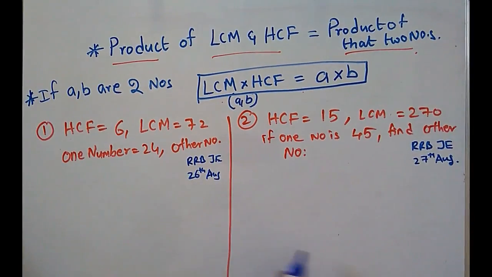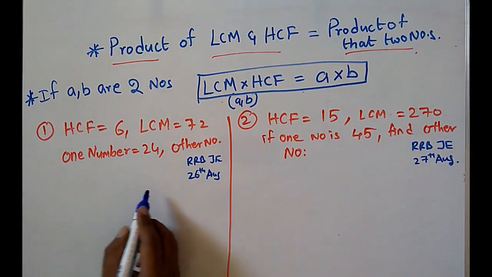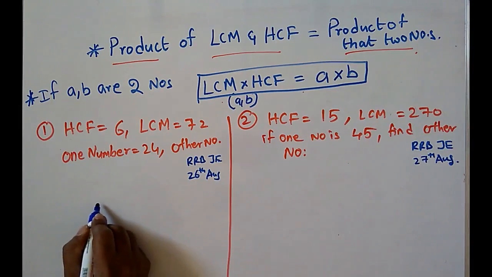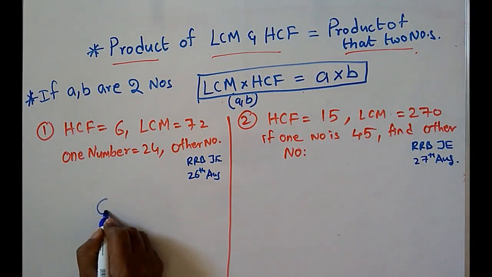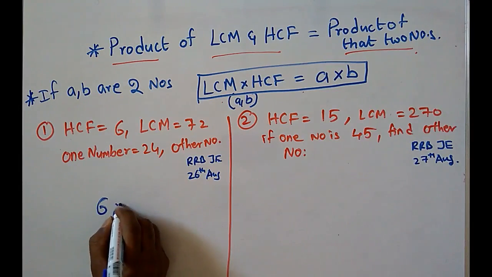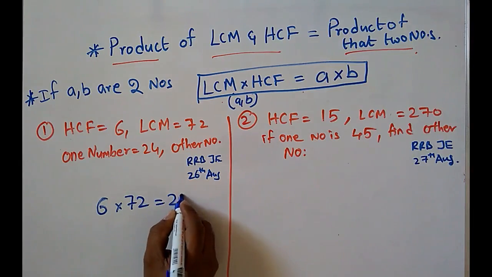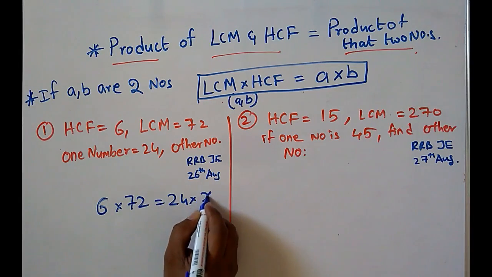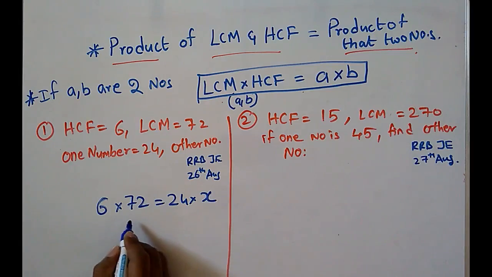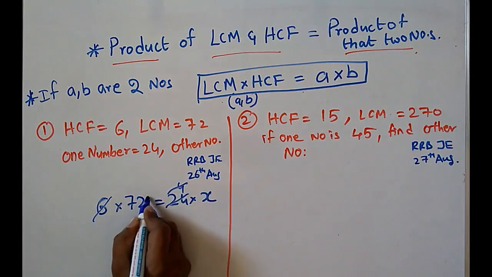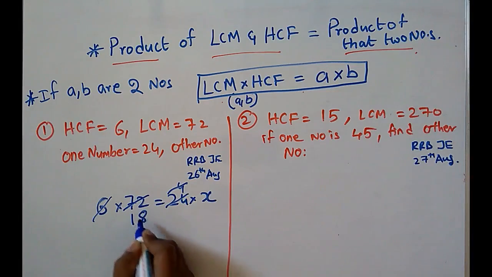In the same lines, there are some other problems which we have seen in the previous question papers. This has come in 26th August and 27th August. In the same way, HCF is given as 6, LCM is given as 72, and one number is given as 24. The other number we have to find. 6 fours are 24, so the other number is 4.